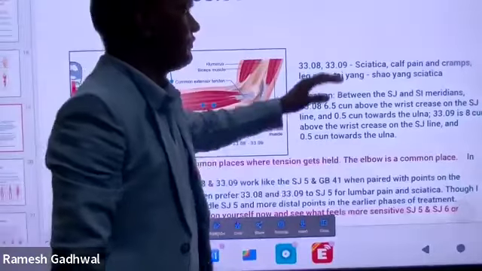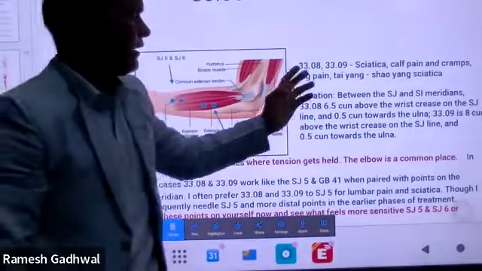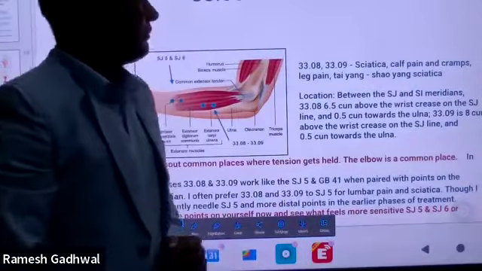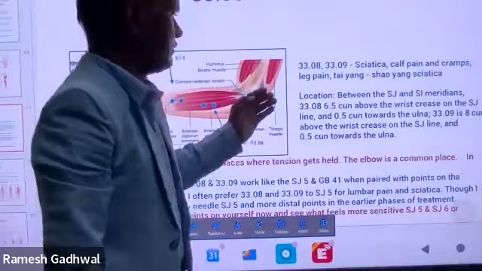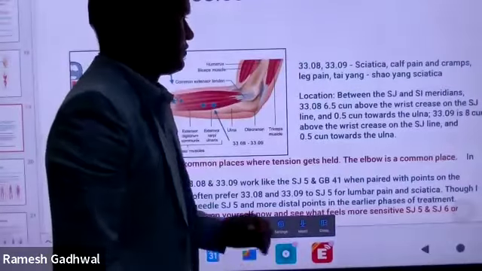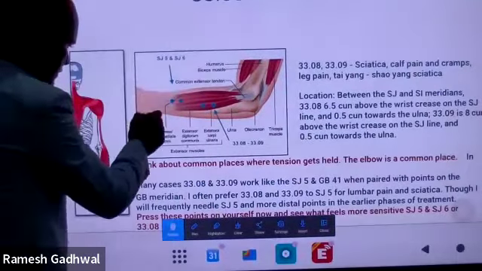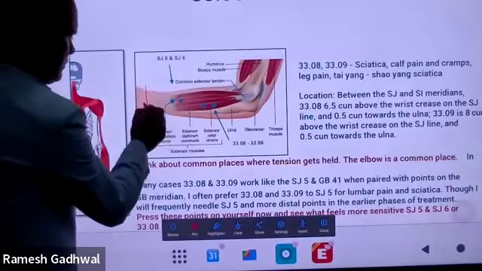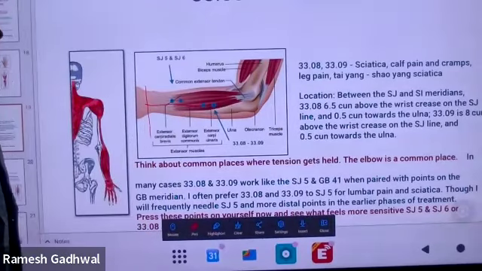These points are used for sciatica, calf pain, cramps, leg pain in Tai Yang, Shao Yang, and sciatic. Location is between the San Jiao and small intestine meridians. 33.08 is 6.5 tun above the wrist crease. It is the wrist crease. So first point, 6.5 tun. Okay, 6.5 tun.